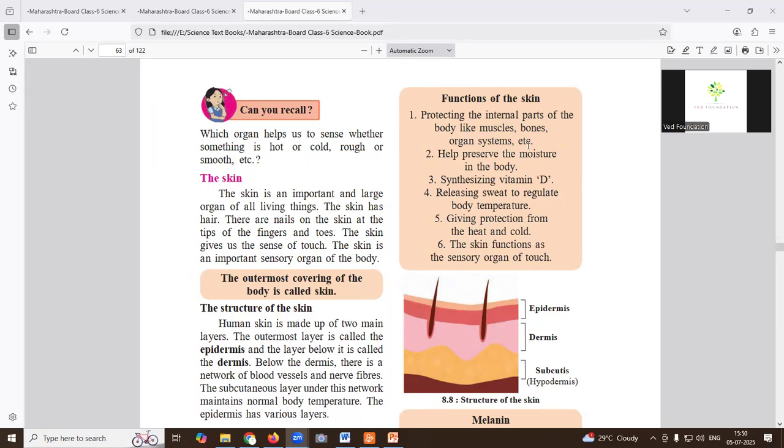सिंथेसाइजिंग विटामिन डी, मॉर्निंग सनलाइट में स्किन विटामिन डी सिंथेसाइज करती है. रिलीजिंग स्वेट टू रेगुलेट बॉडी टेम्परेचर, मेंटेन करने के लिए स्किन स्वेट रिलीज करती है. नेक्स्ट, गिविंग प्रोटेक्शन फ्रॉम द हीट एंड कोल्ड. एंड लास्ट, द स्किन फंक्शंस एज द सेंसरी ऑर्गन्स ऑफ टच. Skin gives us information about whether the object is hot, cold, soft, rough, etc.